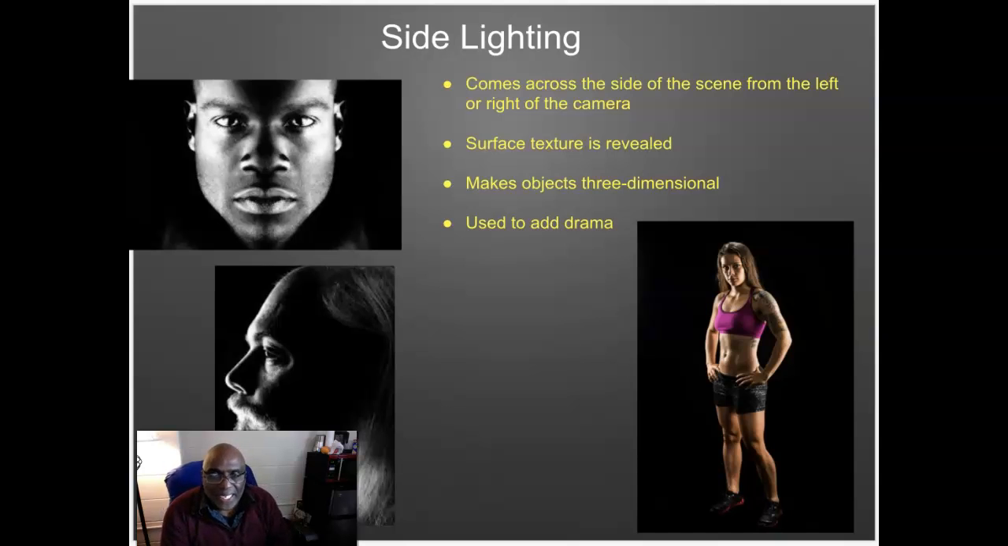Now, the side lighting gives a little bit more contour. It's the light that gives us our depth. It gives us a sense that our subject is three-dimensional. It comes across the side of the scene from the left or the right of the camera. The surface texture is revealed. This is a light that gives snake skins or leather or things that have texture or depth their feeling of texture. It makes objects look three-dimensional and is used to add drama.